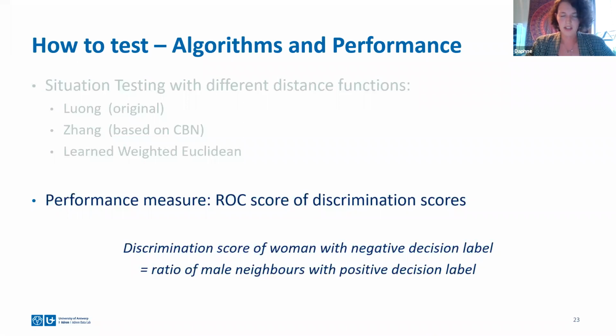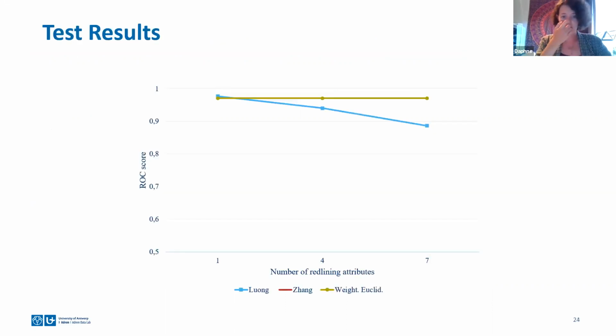To remind you, the discrimination score is only defined over women with a negative decision label, because only they can be discriminated in this data set. And their discrimination score is defined as the ratio of male neighbors of a woman who have a positive decision label. So what we see with different amounts of redlining attributes, initially all distance functions perform more or less equally good.